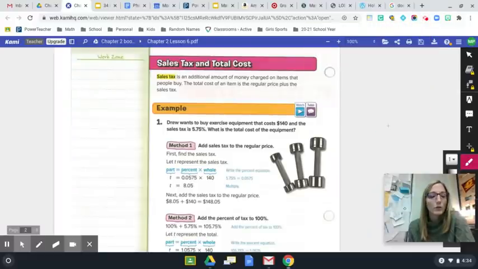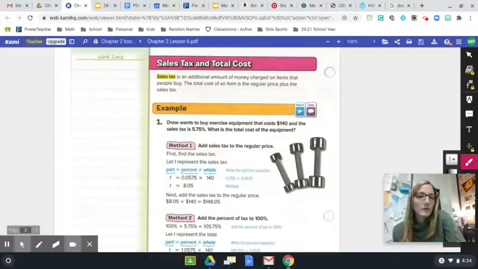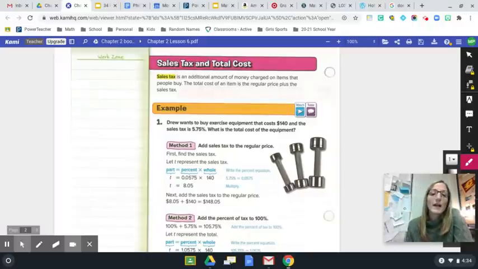All right, so you should be on page 152 right now, and let's take a look at the top of the page to a definition on sales tax and what that means. So at the very top, it says sales tax is an additional amount of money charged on items that people buy. And then the total cost of an item is the regular price plus the sales tax that we calculate.